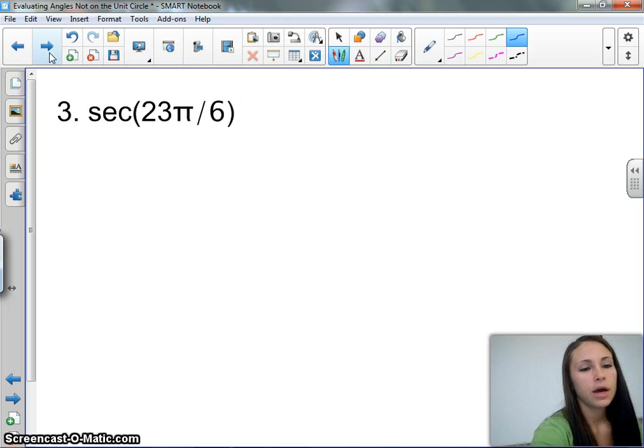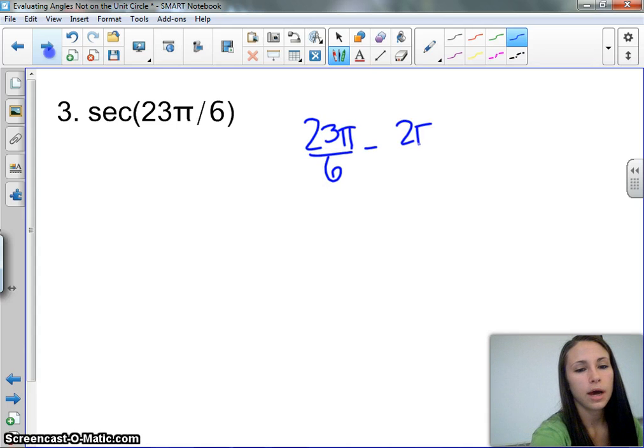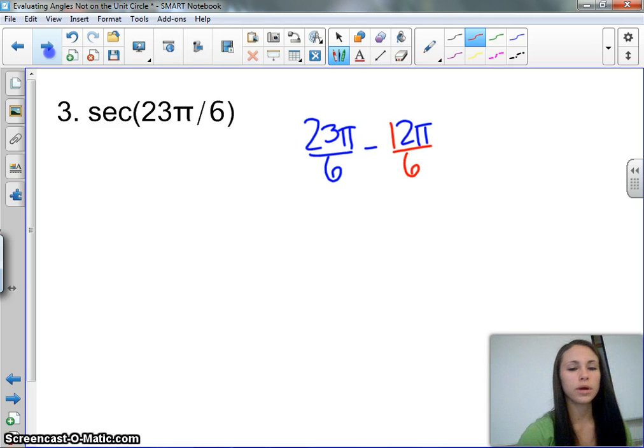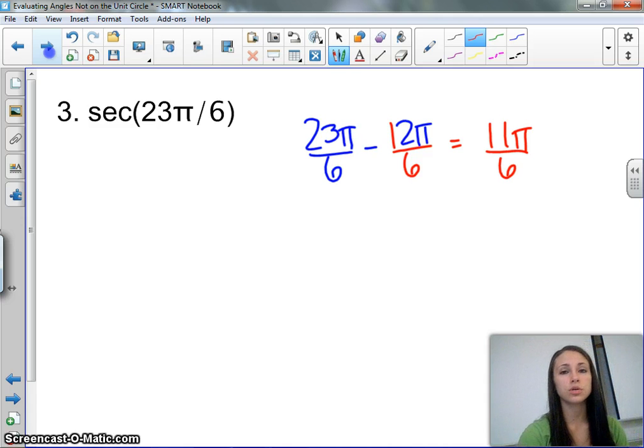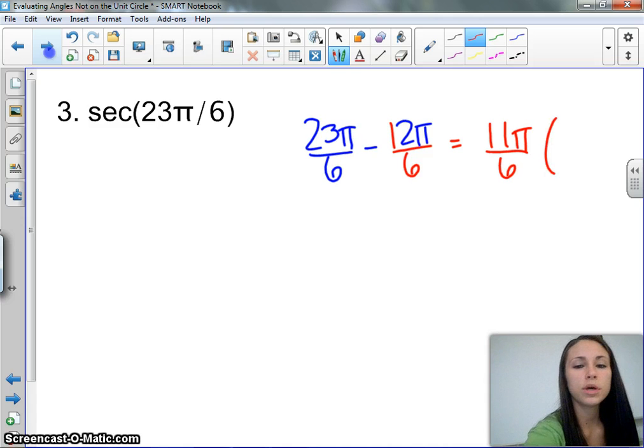Alright. Secant at 23 pi over 6. So I'm going to take 23 pi over 6 and subtract 2 pi. And so get a common denominator. That'll be 6. This will be 12. And so 23 minus 12 is just going to be 11 pi over 6, and that's on our unit circle in the fourth quadrant. And so the point there at 11 pi over 6 is just going to be square root of 3 over 2, -1/2.